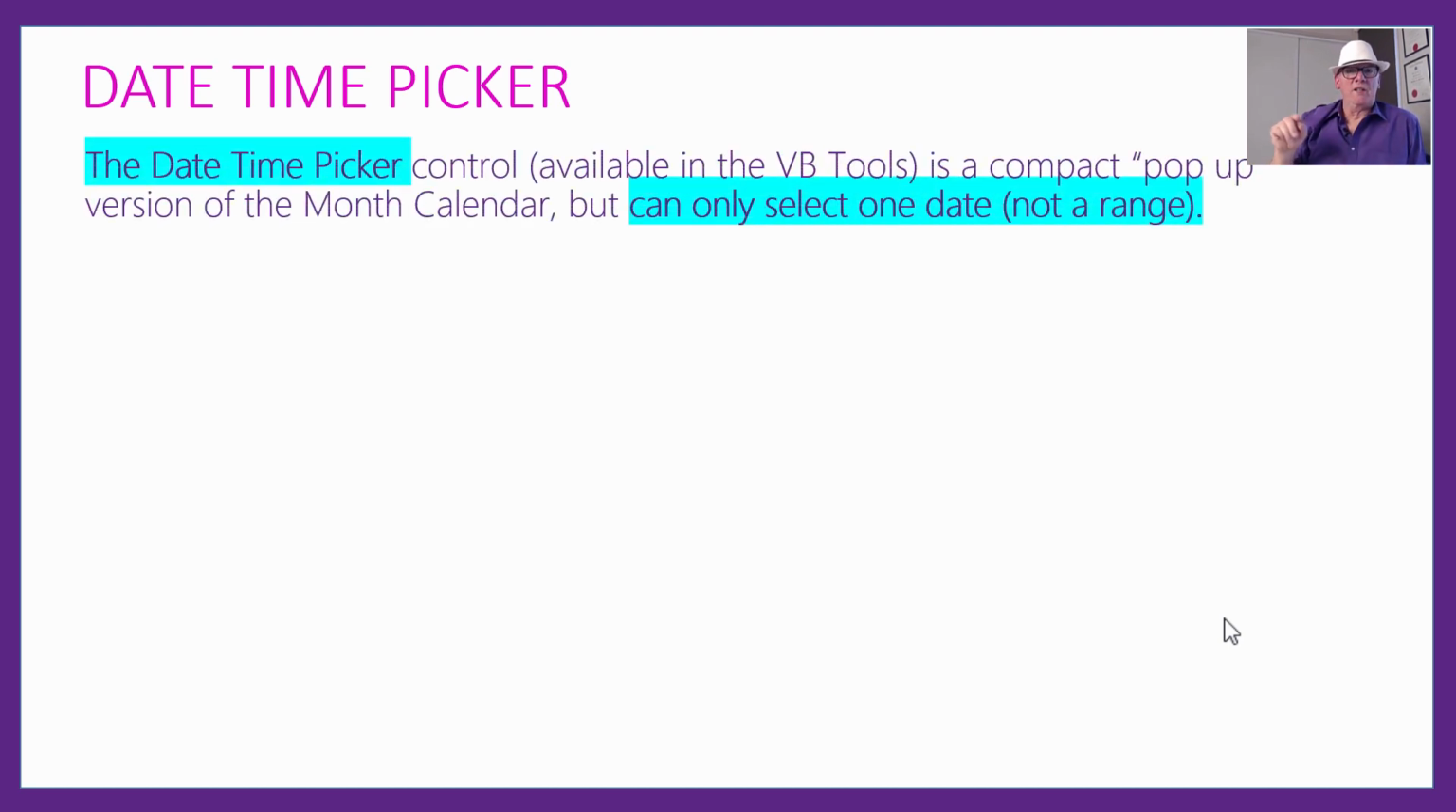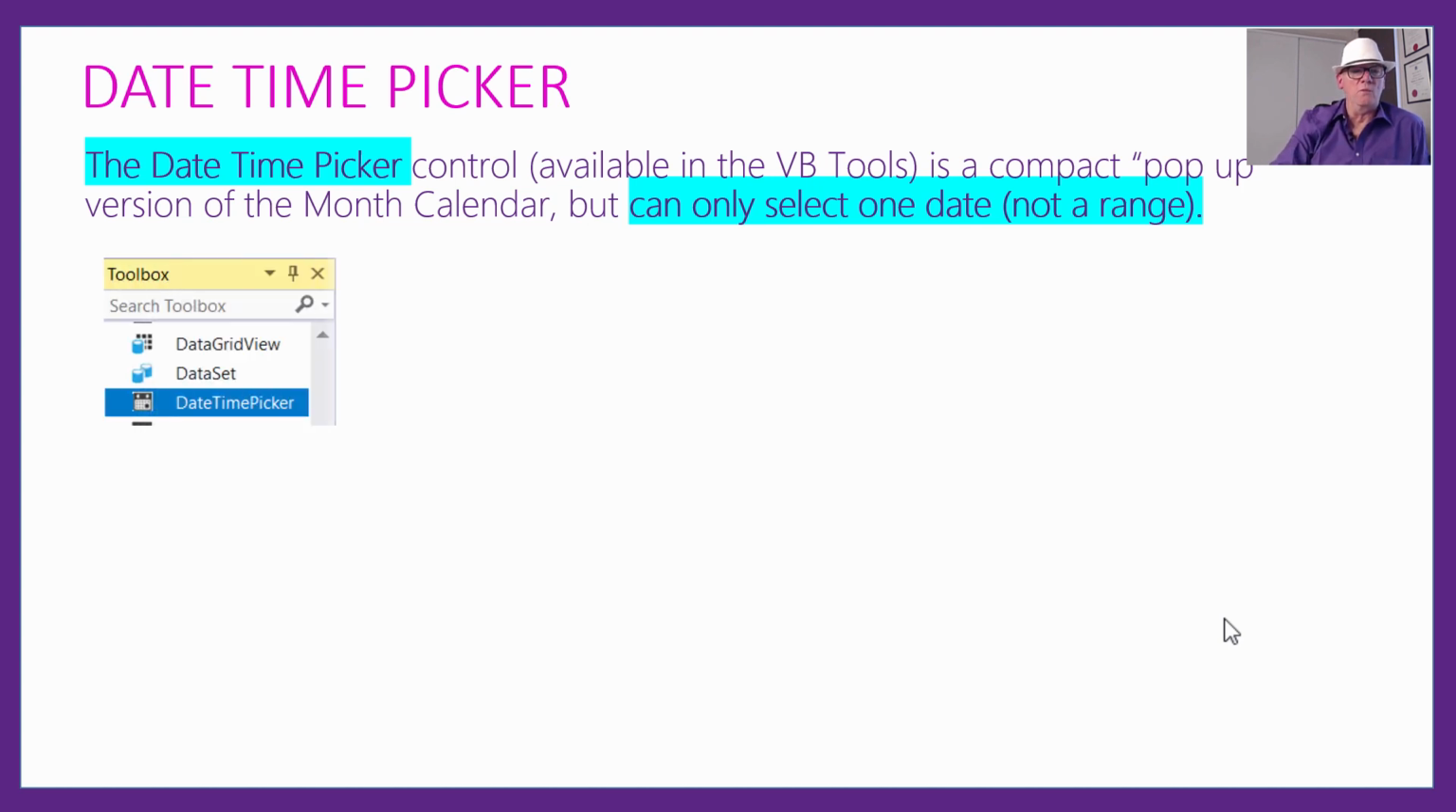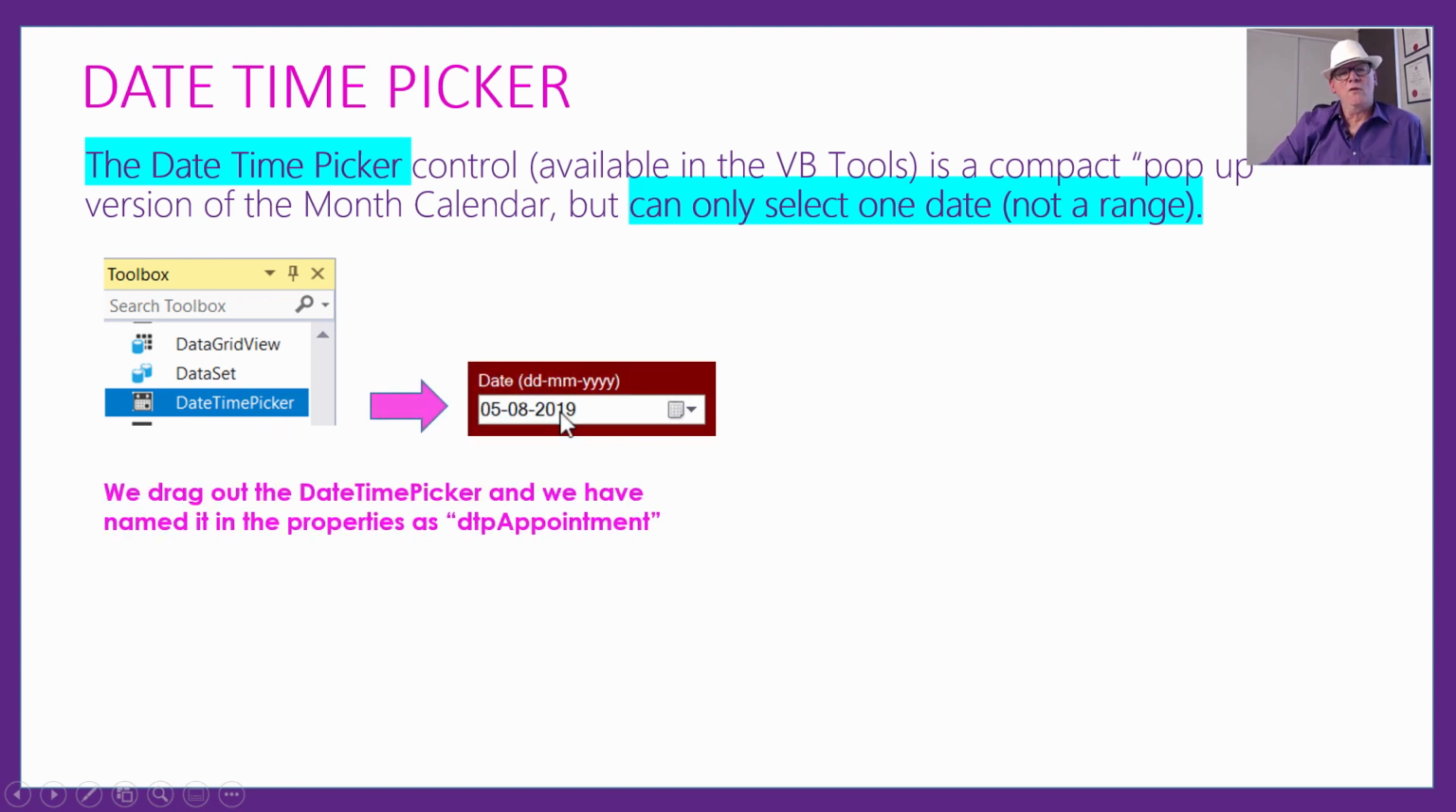All right, so the date time picker, that's a little compacted one that you click on and you get a pop-up calendar, but you can only select one date. You cannot do ranges with this, so it's a bit less flexible than that month calendar was that we've just seen. So it's in the toolbox as well. It's called Date Time Picker. So you just drag that out onto your form, and what happens is you get a text box with a kind of a calendar next to it where you can click on that calendar to pop it out.